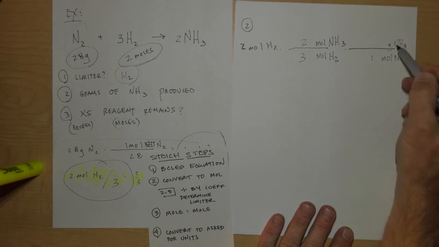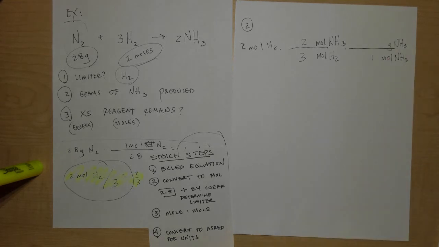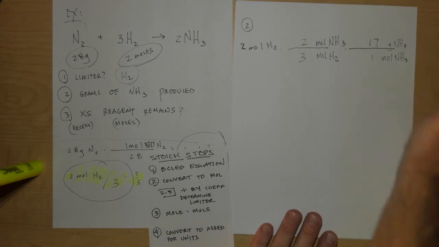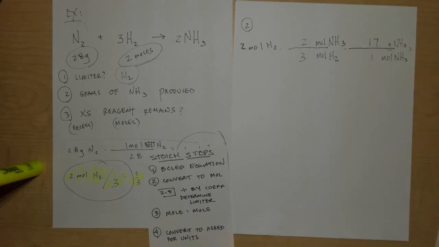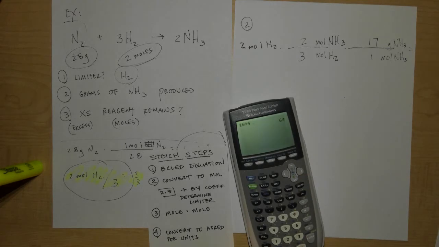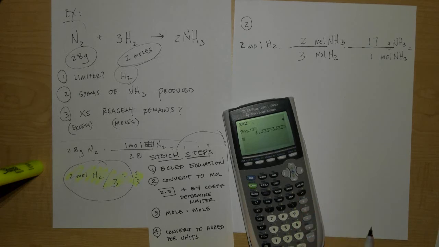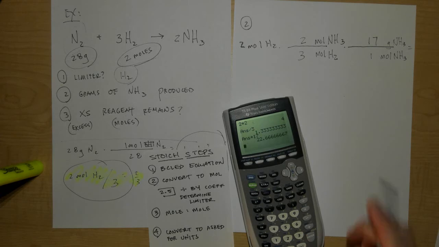And in 1 mole, add up 1 nitrogen and 3 hydrogens on the periodic table. That's 17. Now let's try it on your calculator. Please try it with me and see how you do. 2 times 2, enter, divided by 3, enter, times 17, enter. Did I do it right?